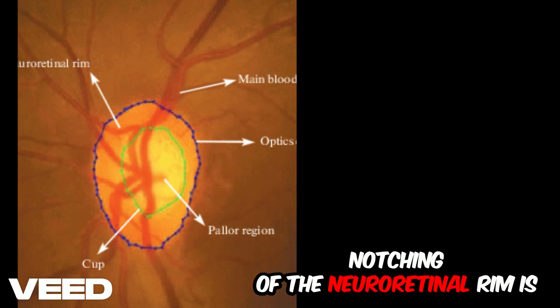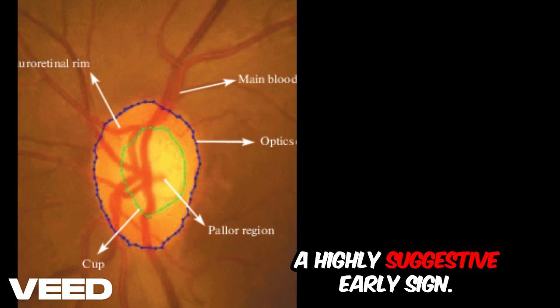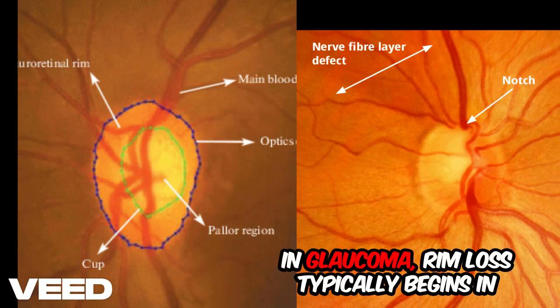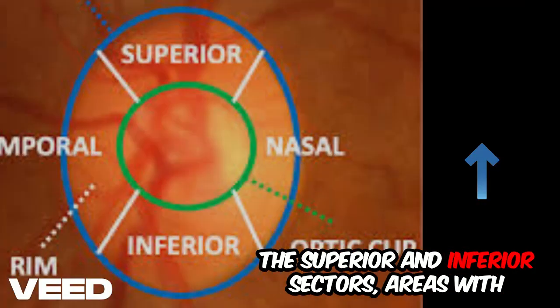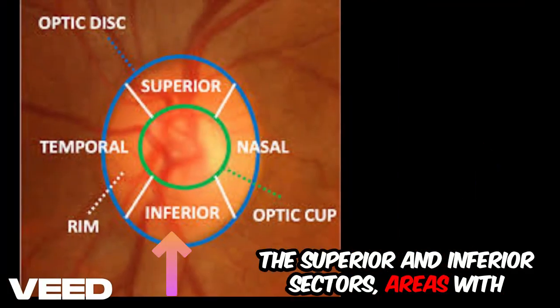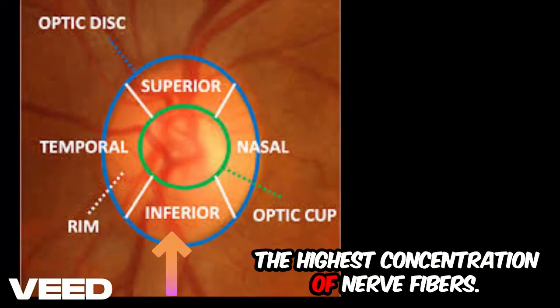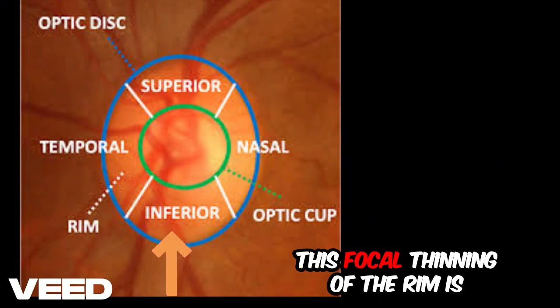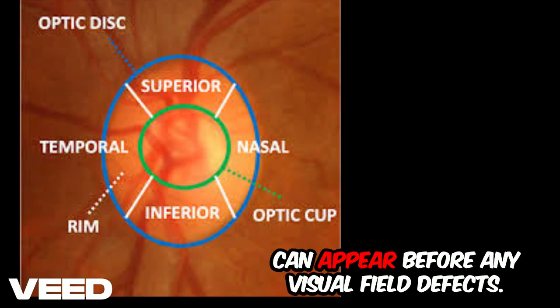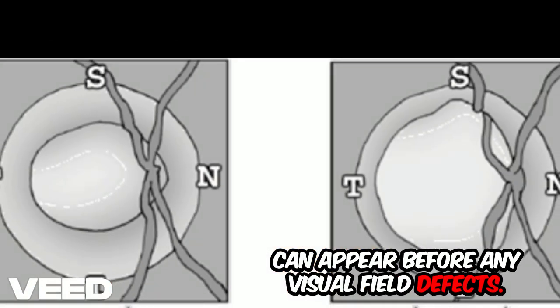Notching of the neuroretinal rim is a highly suggestive early sign. In glaucoma, rim loss typically begins in the superior and inferior sectors, areas with the highest concentration of nerve fibers. This focal thinning of the rim can appear before any visual field defects.